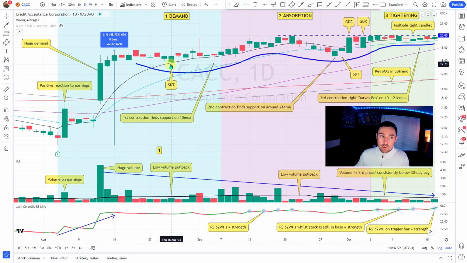And then it finds support on the 10 EMA. Now the 10 EMA, 21 EMA, and also to a lesser extent the 50 SMA are very, very important when you're looking for the quicker stocks in the market. Ideally, you'd like to see them respect those moving averages. So do you see the respect that the stock has for the 10 EMA here?